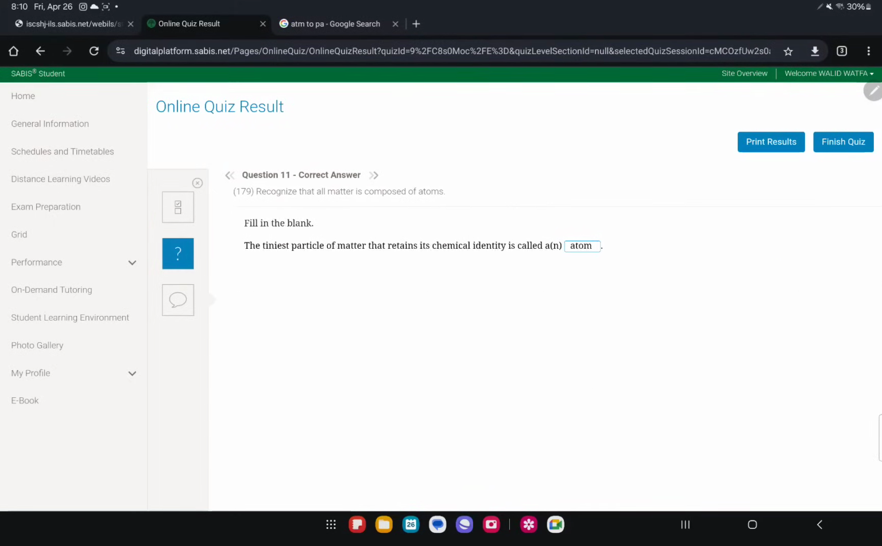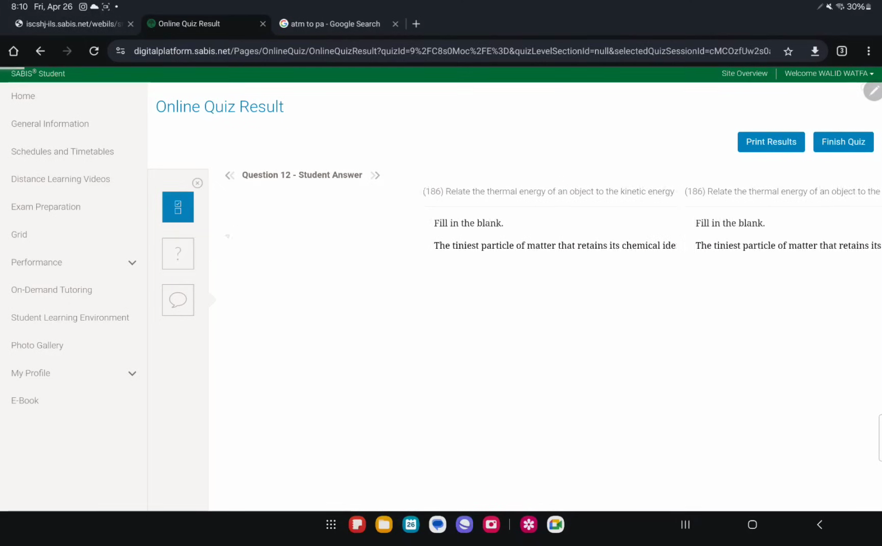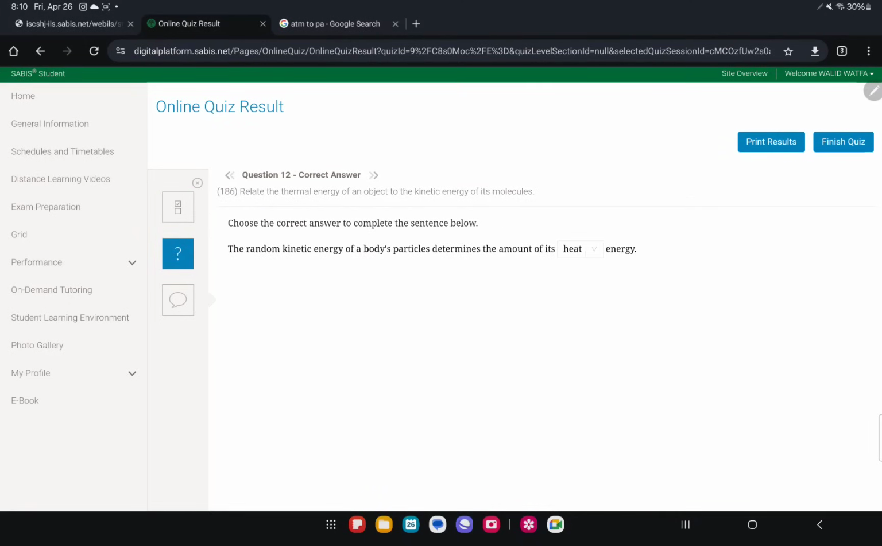Question 11. The tiniest particle obviously is an atom. We can go next. Question 12. The random kinetic energy of a body's particles determines the amount of its heat energy. Always associate kinetic energy and velocity to heat, because obviously the hotter an object gets, the faster its kinetic energy will be. Like think of temperature. Temperature and kinetic energy, they are always correlated.